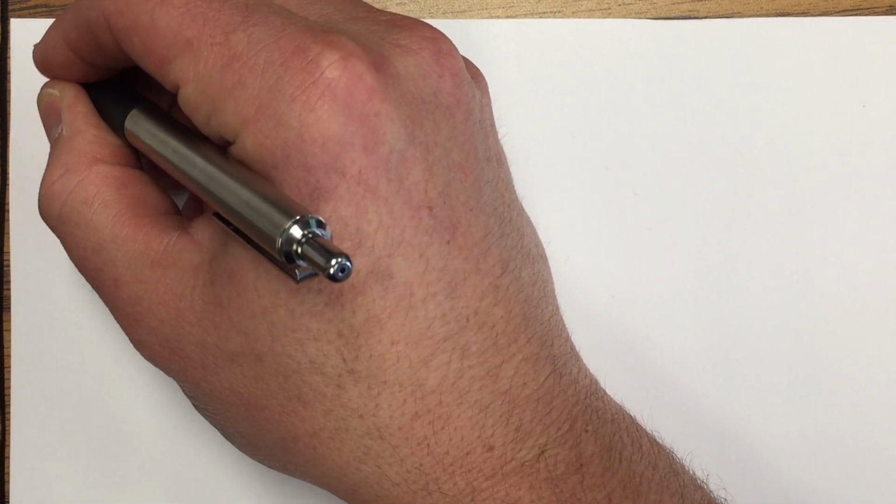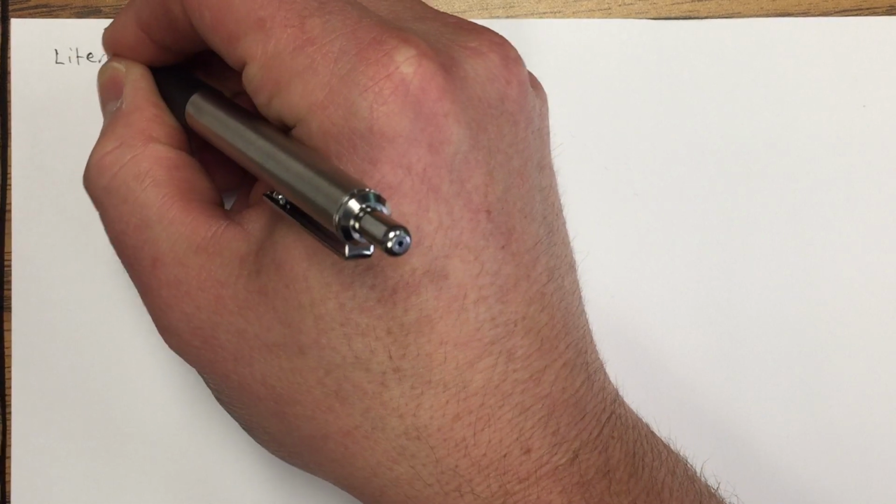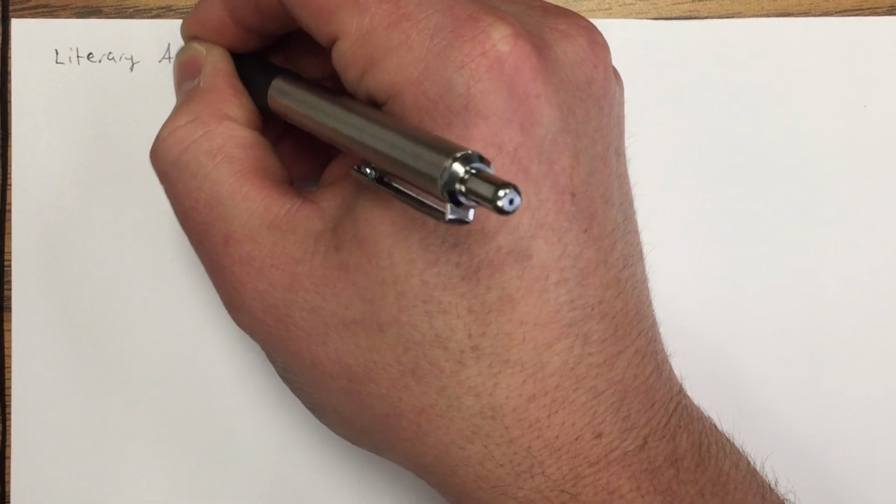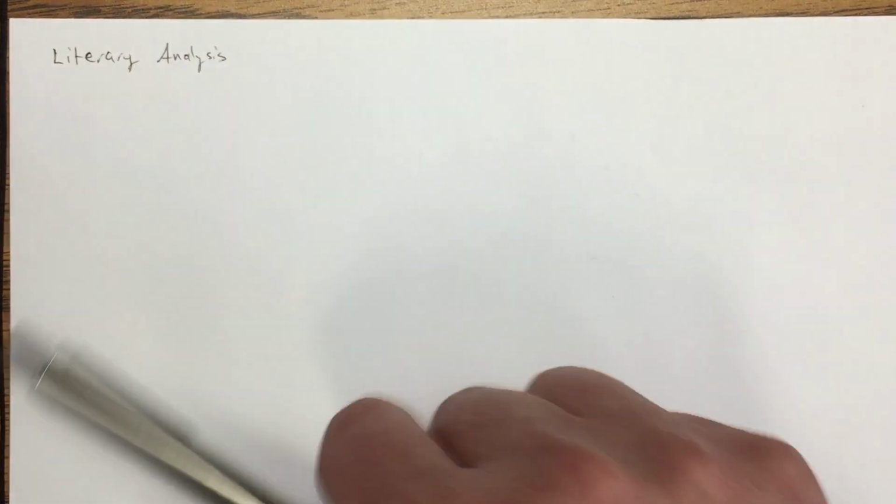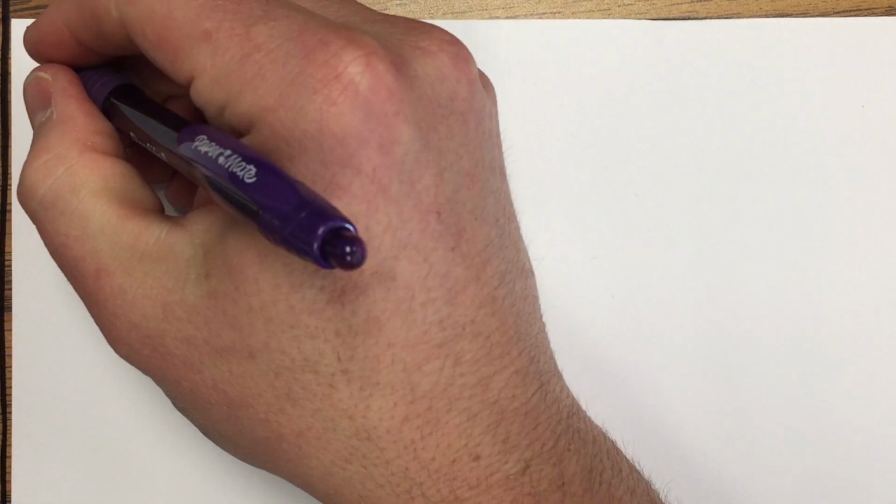So, literary analysis. How do you spell it? That's what everybody wants to know. Well, I'll start with that. Literary analysis. L-I-T-E-R-A-R-Y A-N-A-L-Y-S-I-S. Literary analysis. And so, what is a literary analysis?